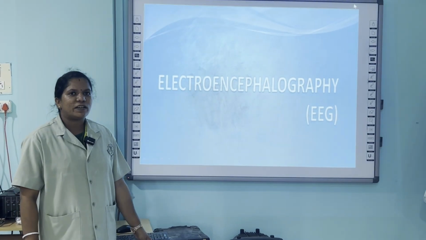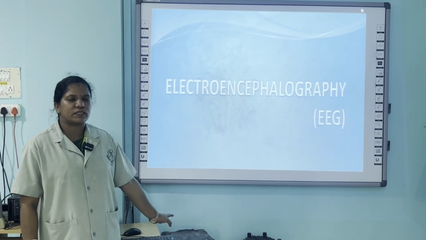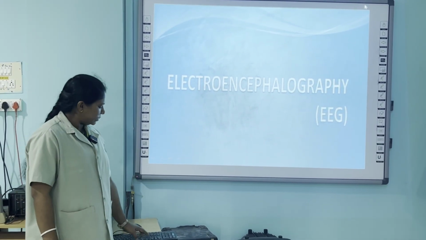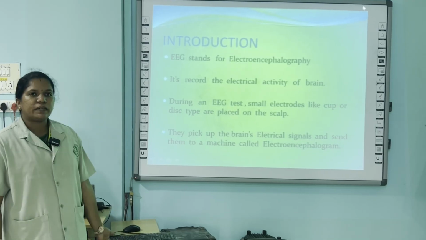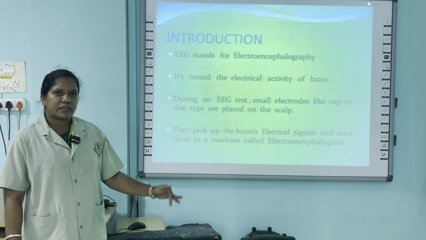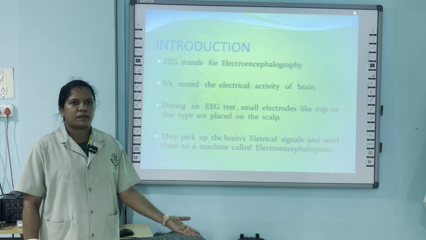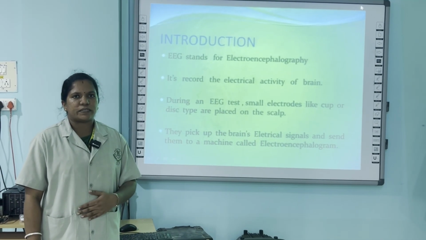Hello everyone. In today's class we will see about EEG placements of electrodes. EEG is nothing but electroencephalography. It is measuring the electrical activity of the brain. Electrodes will be placed in the scalp area and the electrical impulses from the brain will be measured using EEG.